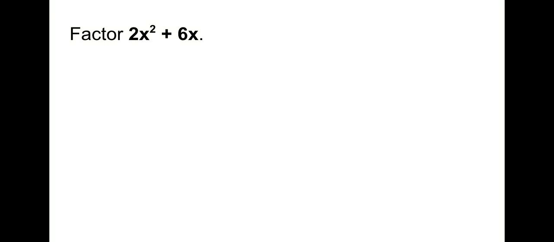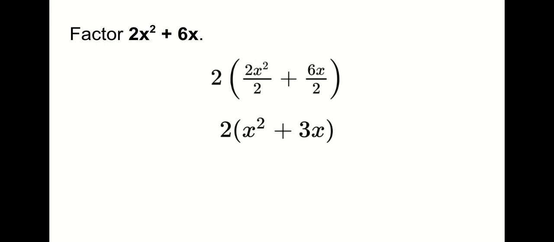All right. So let's factor 2x squared plus 6x. Well, notice that they both have a 2 in common, so I'm going to pull out a 2. So when I pull out a 2, I'll divide each term by 2. So 2x squared divided by 2 is just x squared. 6x divided by 2 is 3x. So I can factor out a 2 and make this 2 times x squared plus 3x.